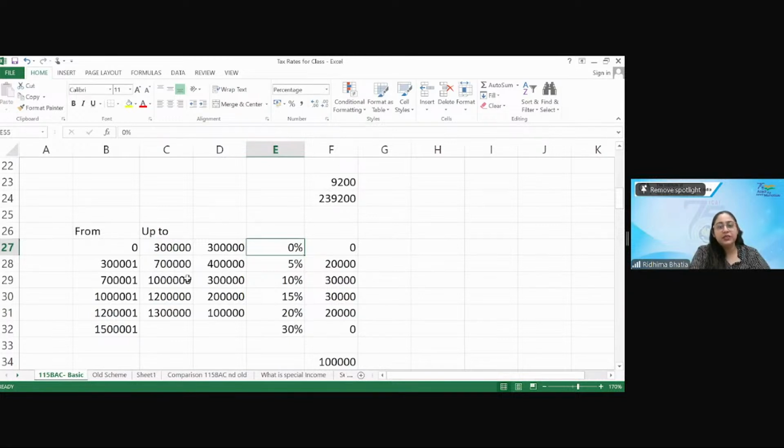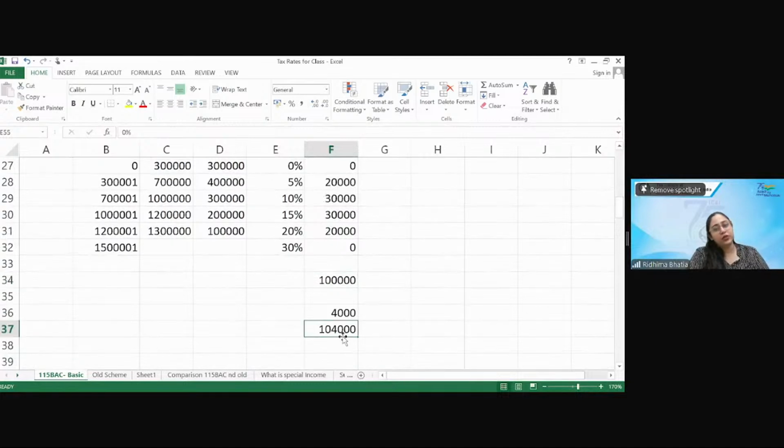Similarly, if income is 13 lakh: 0 to 3 lakh, 0%, then 3 to 7, on the next 4 lakh, 5%, then on the next 3 lakh, 10%, then on the next 2 lakh, 15%. Now since the income is 13 lakh, 12 to 13 lakhs is the last slab, that is 1 lakh at 20%. I can say 12 to 15 is 20%, but since the income is only 13, there is no 30% needed. Total tax comes to 1 lakh, increased by cess, 1,04,000.